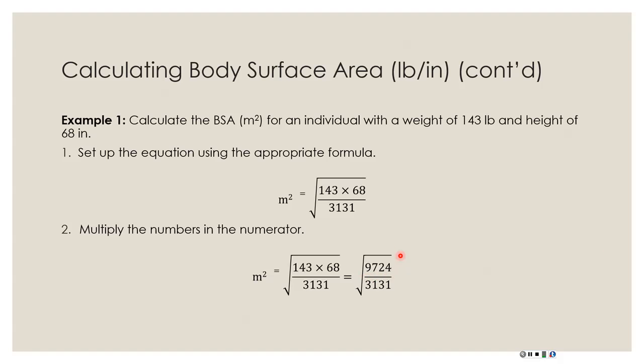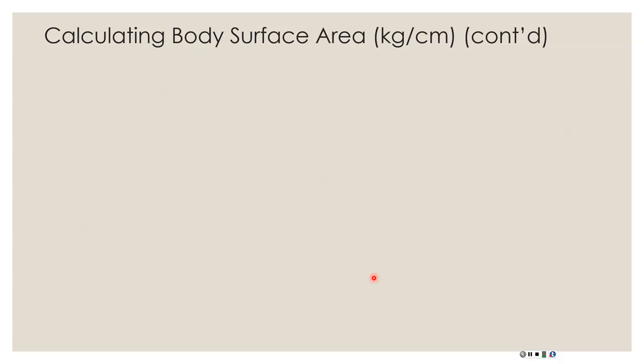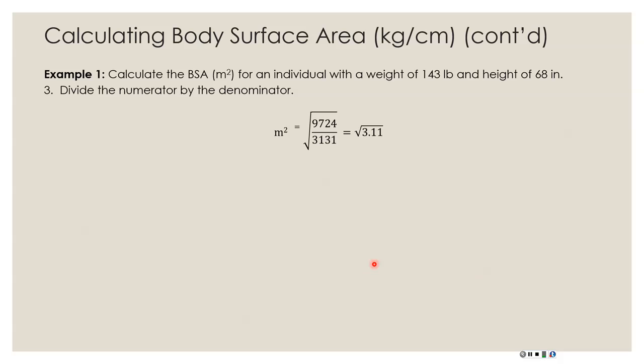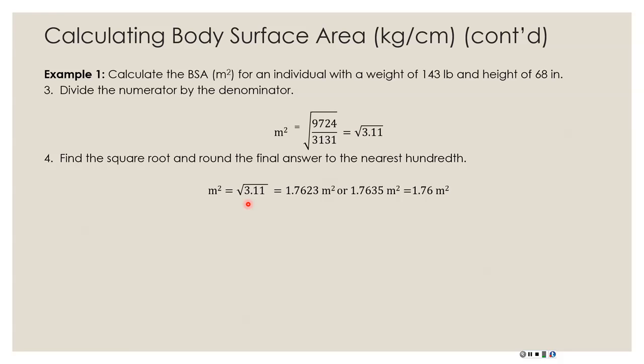That gives us 9,724. We would divide by 3131. What that gives us then is 3.11. So then you're going to have 3.11 in your calculator, and you are going to take the square root of it. So then what we get is 1.7623.